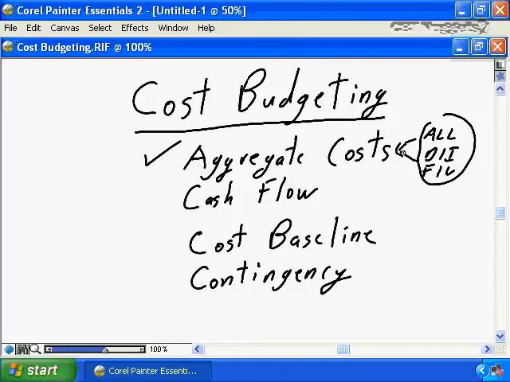Once you have developed the aggregate costs for your project, you then need to develop a cash flow for the project. Larger projects, expensive projects, will require a very comprehensive cash flow statement. Organizations don't want to have surprises. Cash flow management in organizations doesn't want to have surprises, that all of a sudden there's a bill for X thousands of dollars or X hundreds of thousands of dollars in a month directly related to project costs.